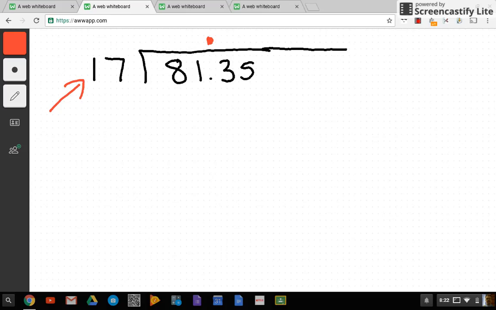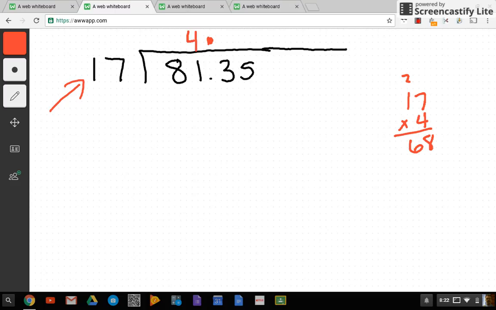So 17 cannot go into 8, but I know it can go into 81. So I am thinking, it's going to be a little less than 5 times. I'm thinking it's going to be about 4 times. So if I do here 17 times 4, that's going to be 68. So if I go any higher than that, it'd be 85. So it's only going to go in 4 times. So the 4 has to go right there.